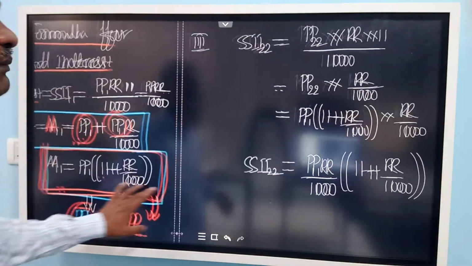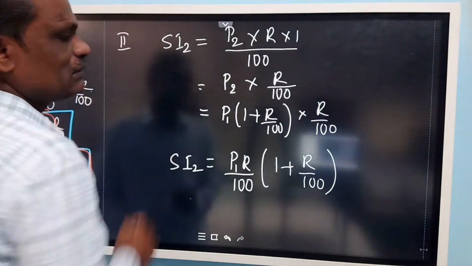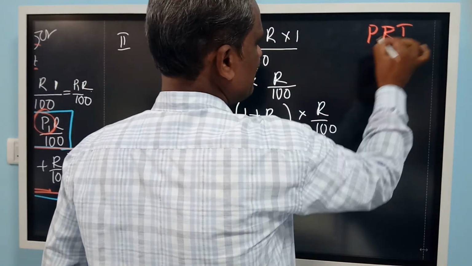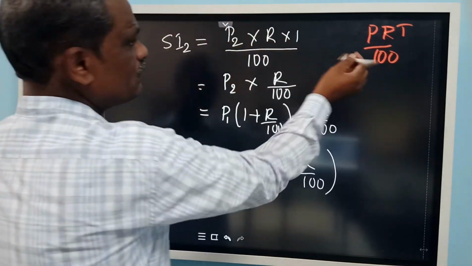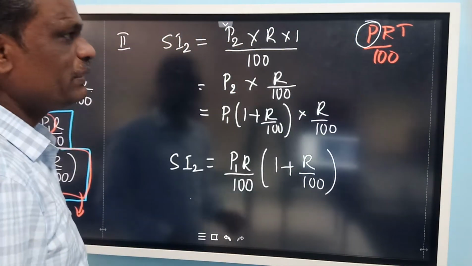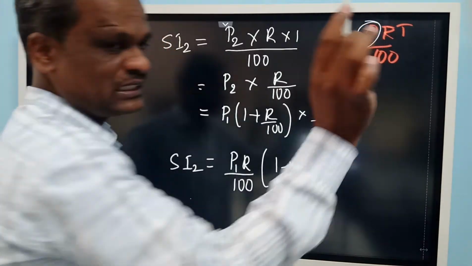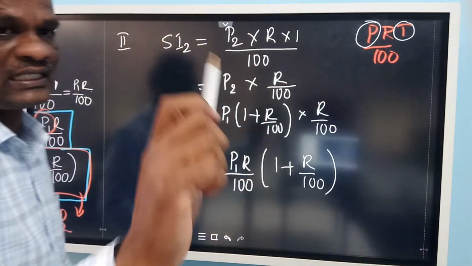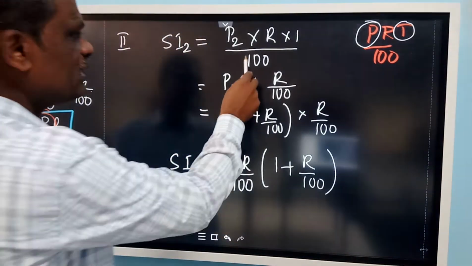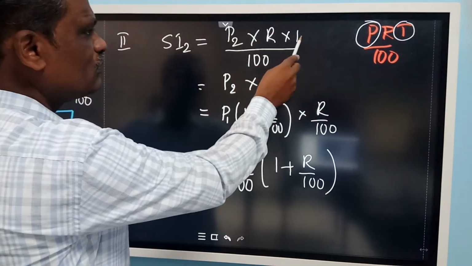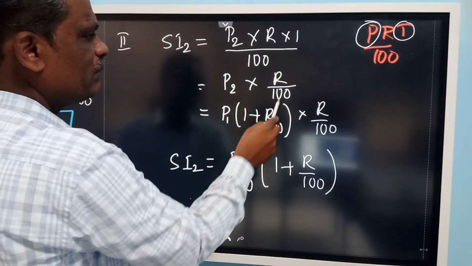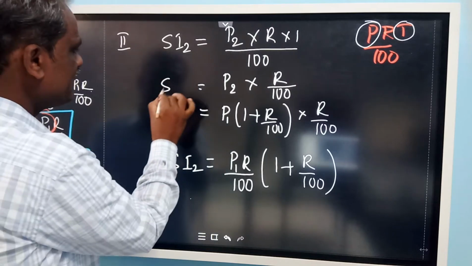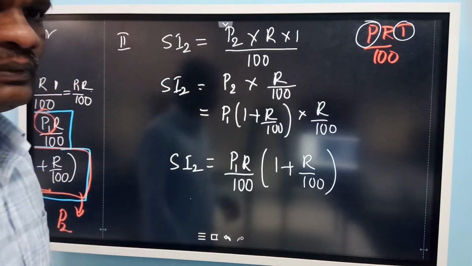So now you calculate the simple interest. Simple interest formula is PTR by 100, or PRT by 100. What is the P value here? What can you write here? P2. Rate of interest is fixed here. Time here is 1 year, so for the second year we are calculating 1 year divided by 100. So P2 into R into 1 means P2 R by 100. So this is the simple interest for the second year, P2 into R by 100.